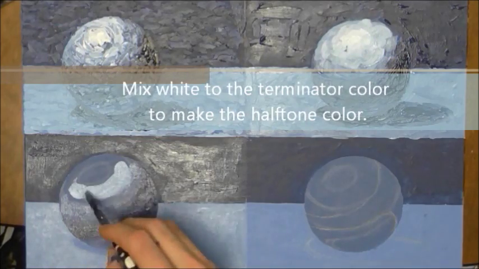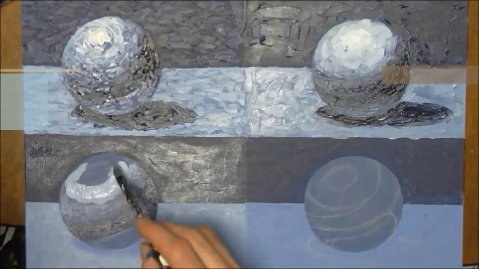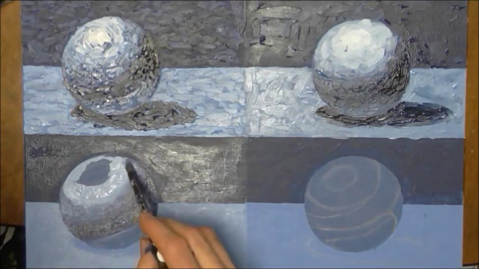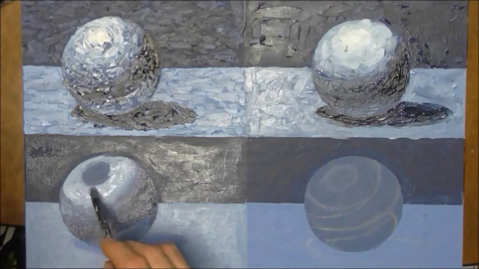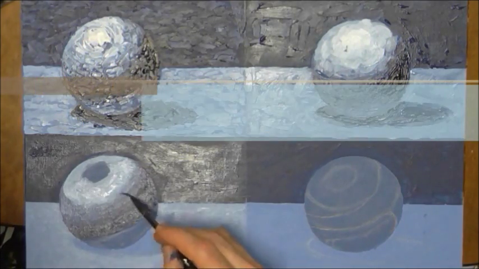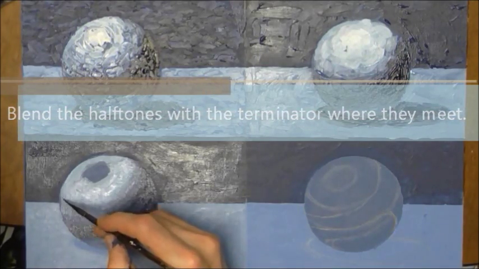After I've used the wet-on-wet technique to transition the core shadow into the terminator, I'm going to mix the halftones. The halftone color is made by mixing white to the color used to make the terminator. The halftones are the parts of the sphere that are being hit indirectly by the light. Use a small brush to blend the halftones into the terminator where they meet while they are still wet.